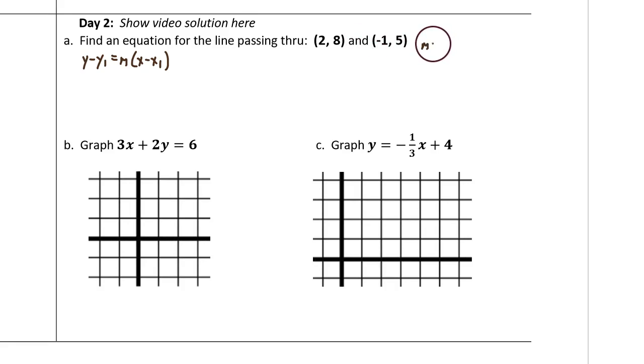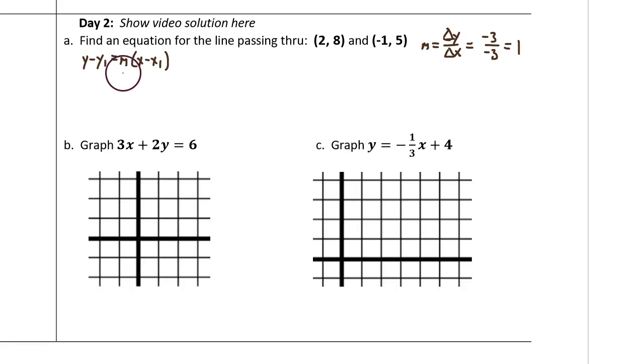So the slope is equal to the change in the y-coordinates divided by the change in the x-coordinates. I'm using this little triangle symbol. It's a Greek letter delta. It means change. From 8 to 5 is a change of -3. From 2 to -1 is a change of -3. And this reduces to +1. So the value for m is 1.